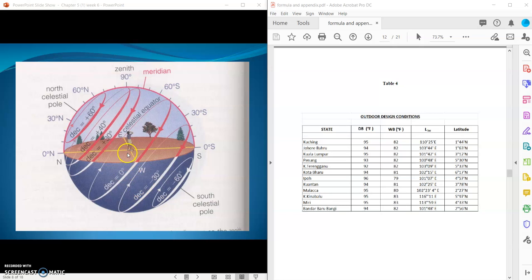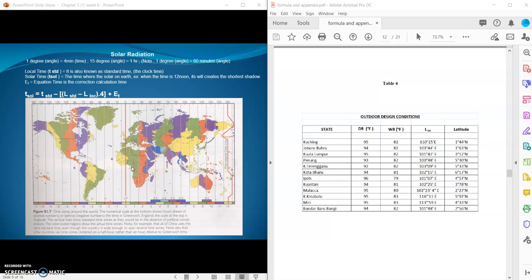This is the same case as previously, which is the equator. This is what we are going to calculate here. There is a formula that we will use. Just bear in mind that 1 degree of angle is equal to 4 minutes in time. So if we want 1 hour, it is about 15 degrees of angle.